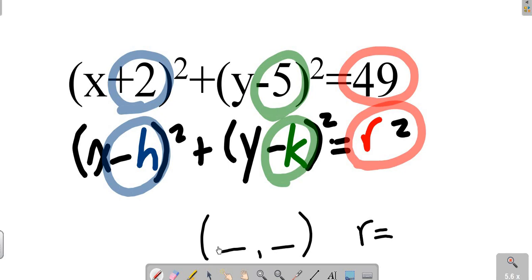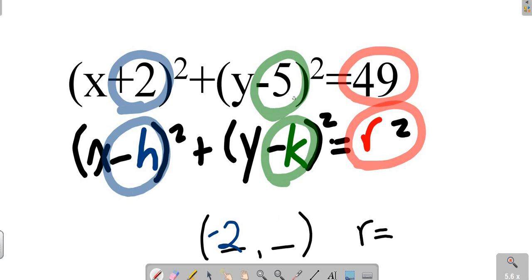Take a very close look here. If the original equation is minus h, and we end up with a positive 2, the only way you get a positive 2 is if the original input is negative, and you end up with a double negative. Therefore, x minus h, and you end up with x plus 2, the h must be negative 2.